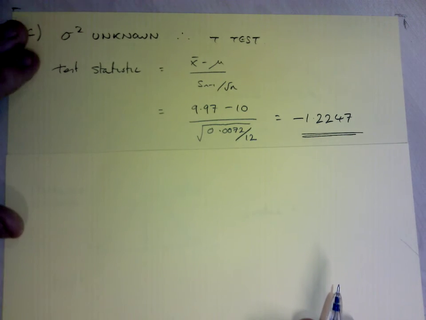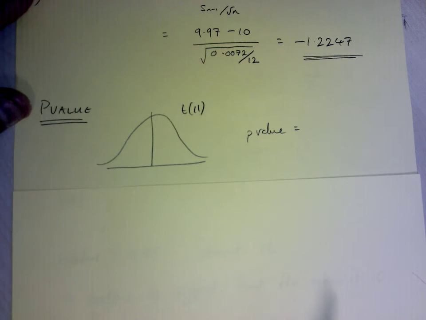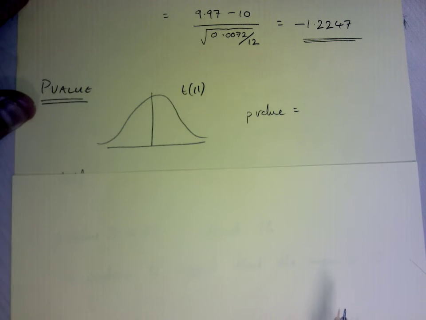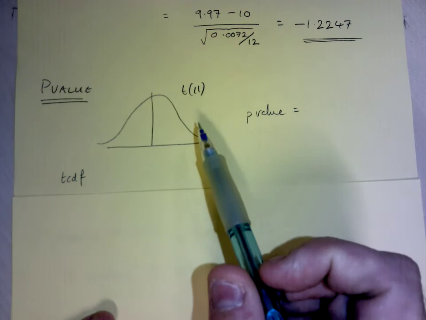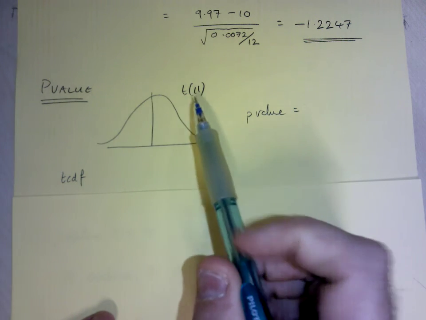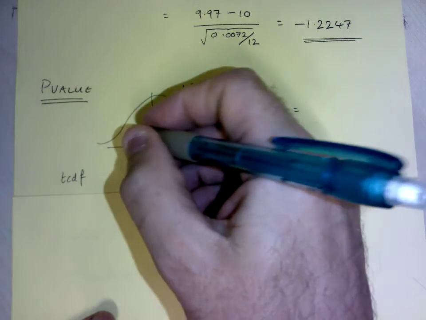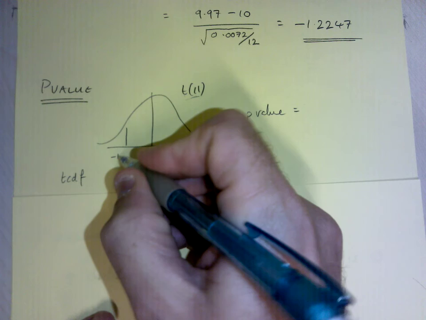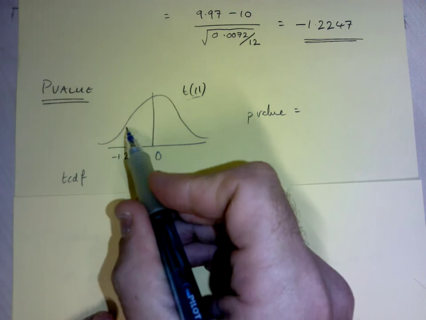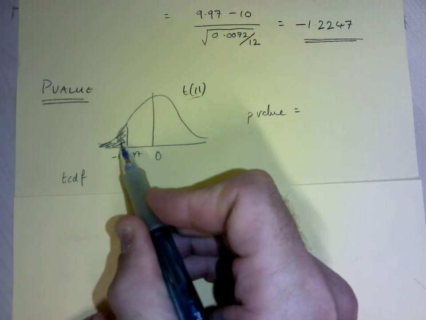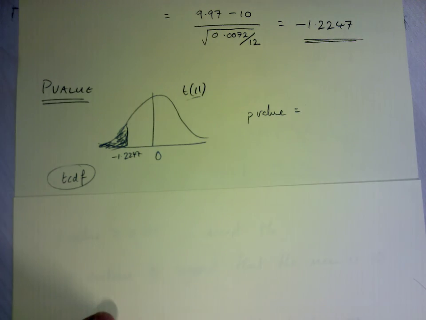The first question asks me for the p-value. Now I need to remember that the p-value is asking me for the probability of the observed value or worse. Now I know that it's a t-test, so I've got a t-distribution. I've got n is 12, so I'm using t11. Now my test statistic, that's always centered on 0, minus 1.2247. So the probability of this result or worse will correspond to this area here. And I can calculate that area using TCDF on my calculator.